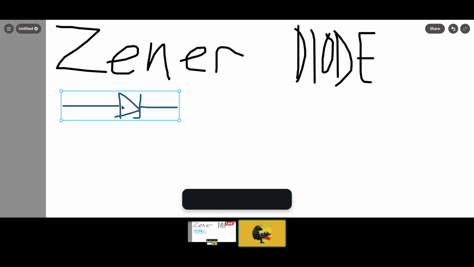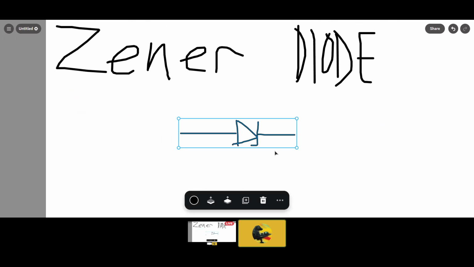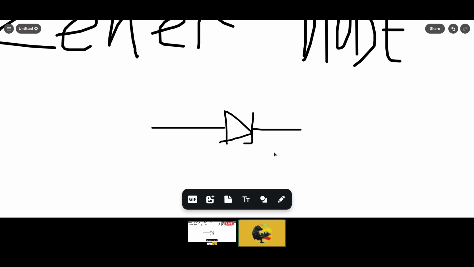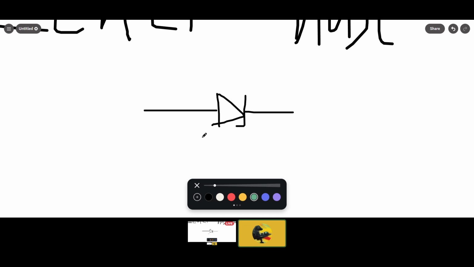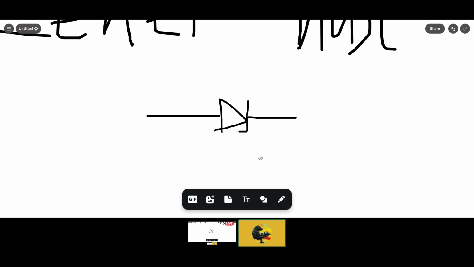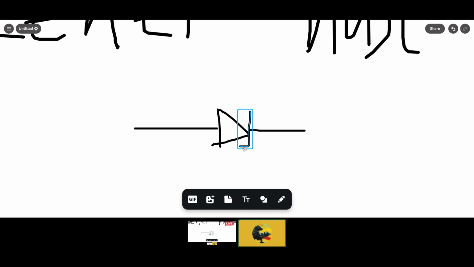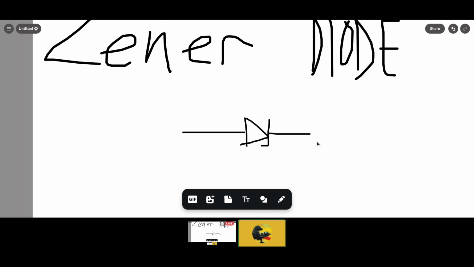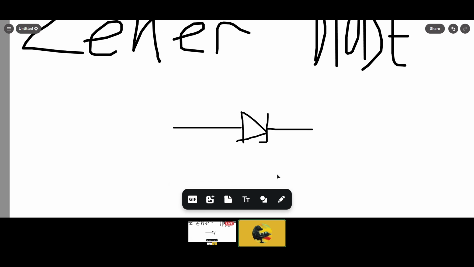So let me talk about the zener diode. The zener diode works exactly the same as the regular diode. It allows current to flow through one way, and it opposes current flowing the other way, to the left in this case. To draw a zener diode, you just need this leg here, which separates the zener diode from the regular diode. So it allows the current to go to the right and prevents it going to the left.